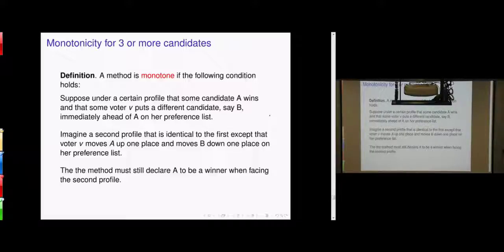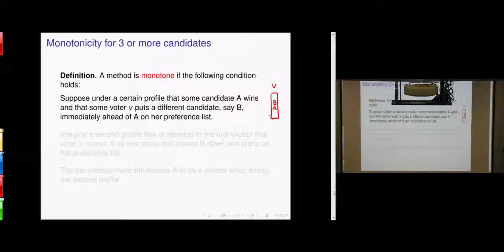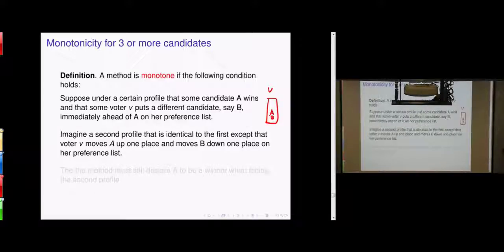Monotonicity means this. Before, you have a ticket where B is above A, and A is still a winner. After you move A up on the ticket, you must declare A also as a winner. If it's monotone, it has this property. It satisfies this definition.